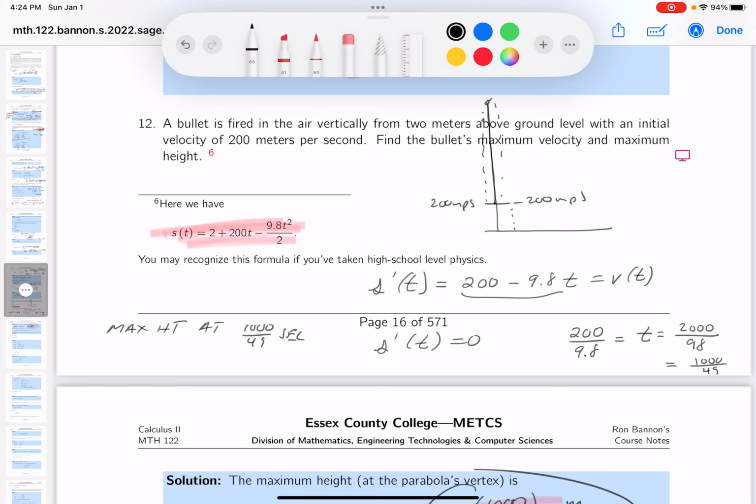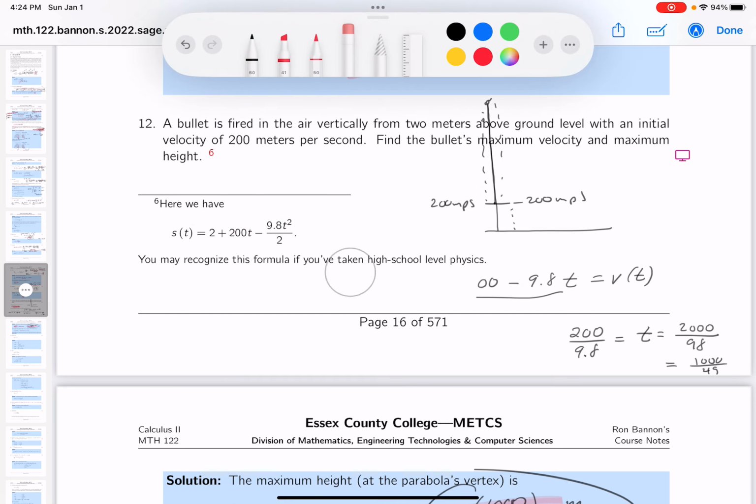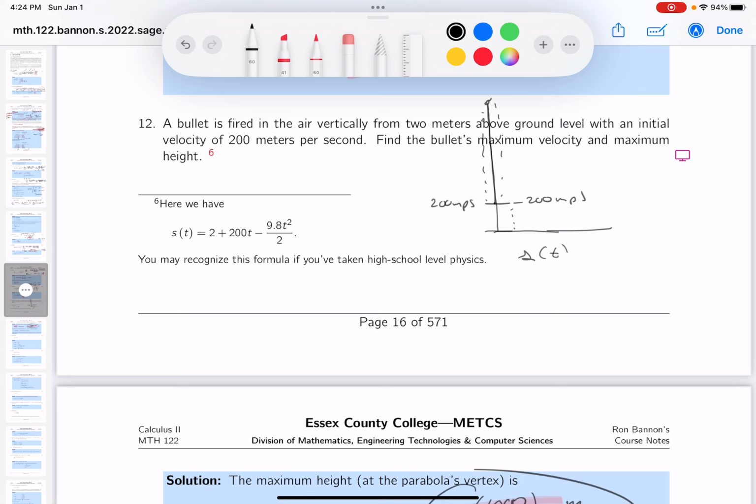So someone says, when does that occur? It occurs when S is zero, right? So what I want to do, I want to get my eraser out, and I want to go through getting S to be zero now, all right? So when S is zero. So S is zero is when it hits the ground. So let's write this down. S is zero when it hits the ground.